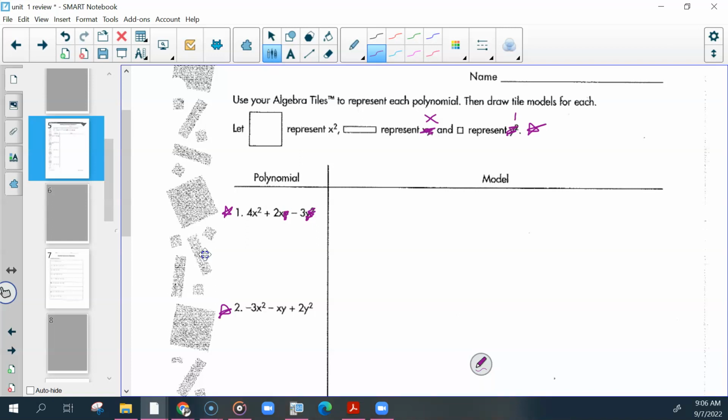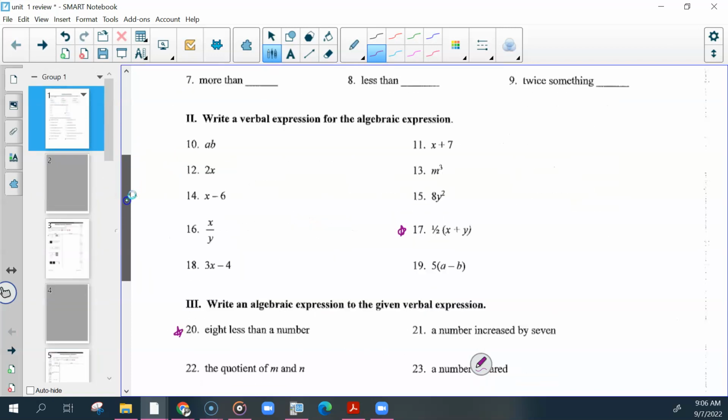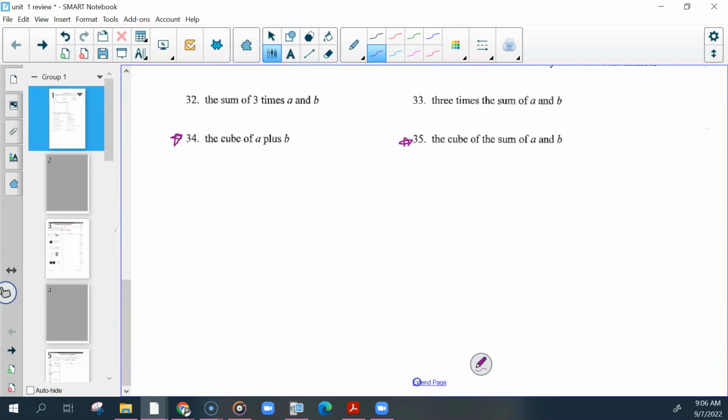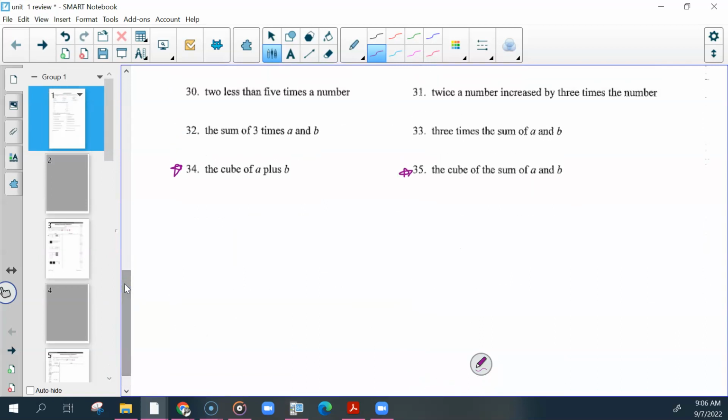Any questions on this page we want to go over, have questions about? On the very first page? So these ones you are given words and have to put them in algebraic expression.